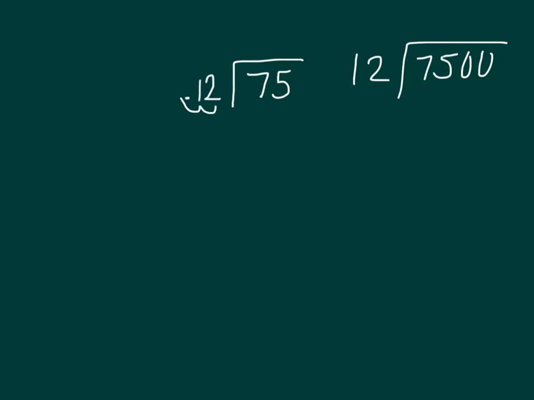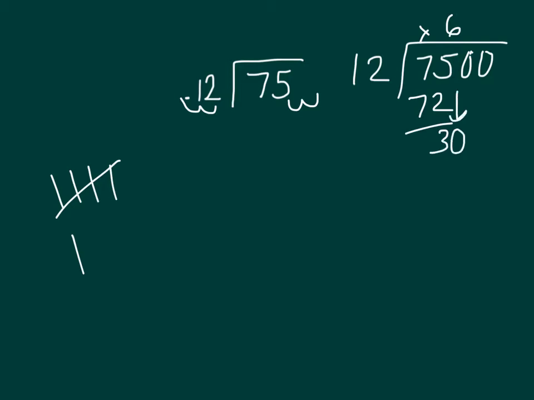Move the decimal point over twice, so I'll move the decimal point over twice and add those 2 zeros in. And now I love my 12s. I have 12, 24, 36, 48, 60, 72. So 12 times 6 is 72.